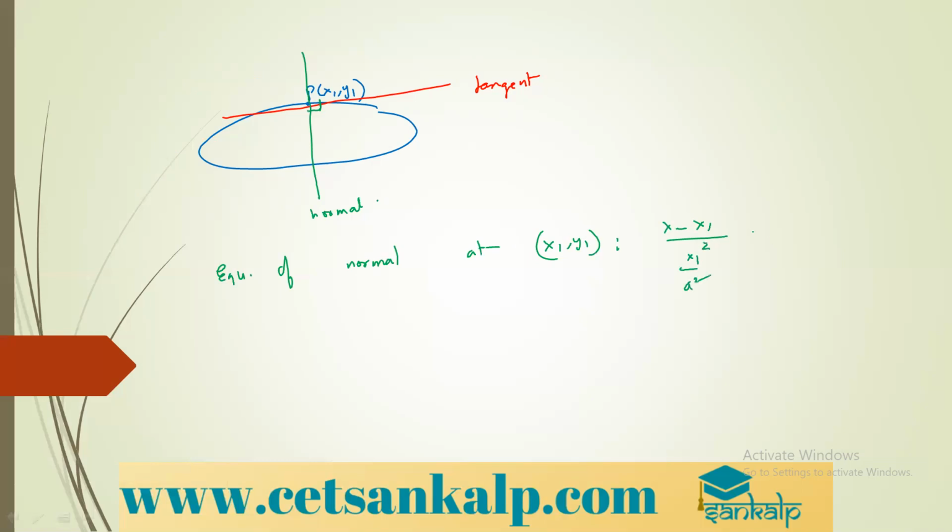The equation of the normal at (x1, y1) can be given as (x − x1)/(x1/a²) = (y − y1)/(y1/b²). This is how I get the equation of the normal. Now, at a point theta also we can find the parametric equation of the normal, and the parametric equation is ax secθ − by cosecθ = a² − b².